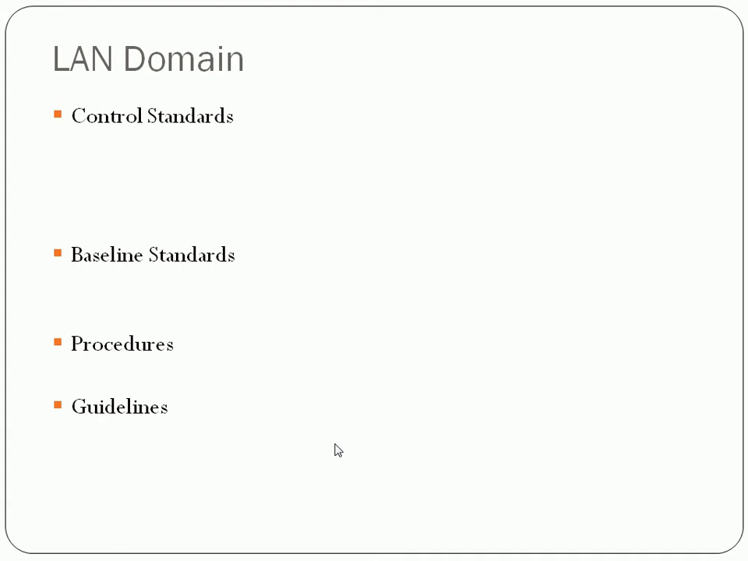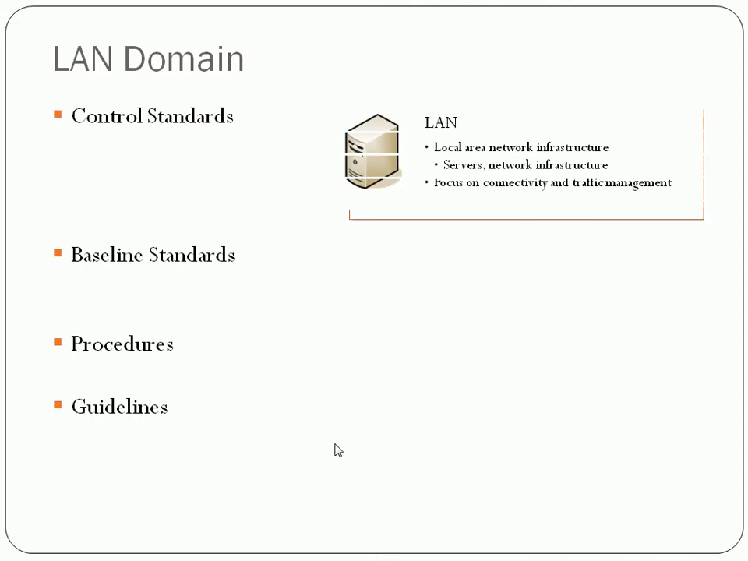So the next part we're going to talk about is the LAN domain. Let me just look at my notes here. So we have some control standards. Oh, by the way, the LAN is going to be servers and network infrastructure, local area infrastructure, so switches, hubs. I don't know who uses hubs anymore, but you get the idea. Even wireless hubs or wireless routers. So anything that deals with the infrastructure of moving data around our internal network would be in the LAN domain.